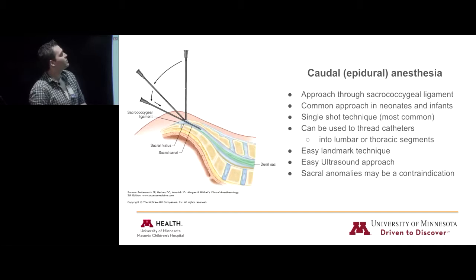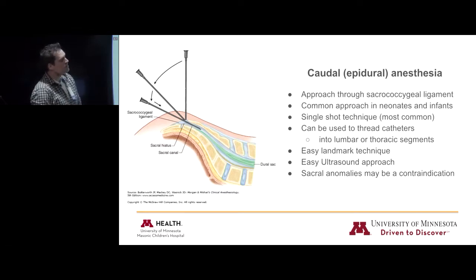So we basically use an approach from the very, very bottom, the sacrococcygeal ligament. And the idea behind that is we are as far away from the spinal cord as we can be, just because in kids the spinal cord tends to be a little bit more on the caudal side. It is actually the most common approach in neonates and infants.